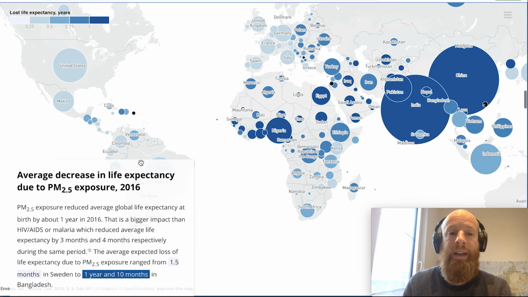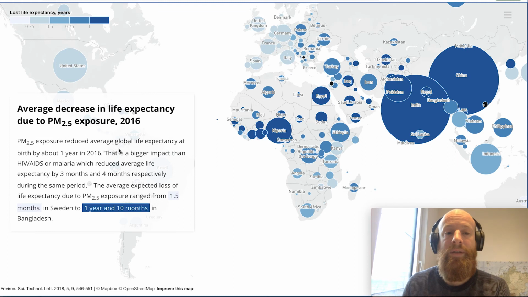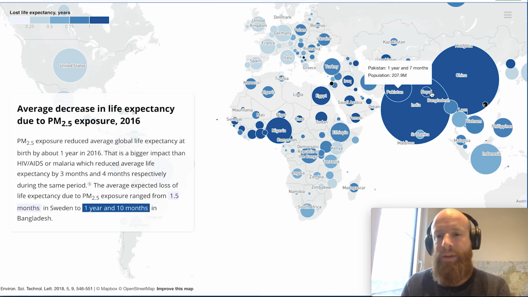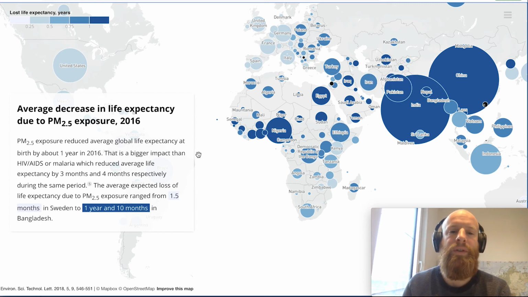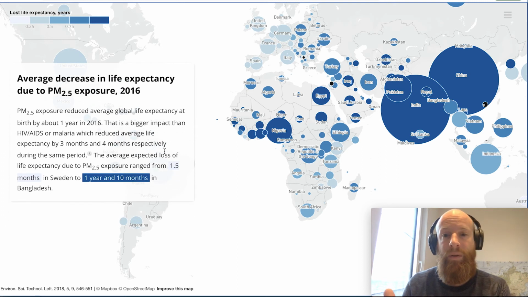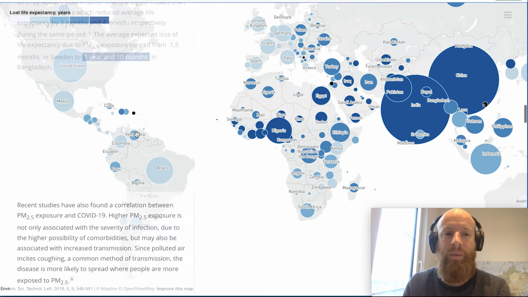Then there was a study linking air quality to life expectancy. So they calculated the loss of life expectancy due to air pollution, and this goes up to 1 year and 10 months in Bangladesh. So this is really an important issue. Life expectancy is going down because of air pollution. This is something that I also learned building this story. Air pollution was something very abstract to me, but in many countries, this is a really big health issue.